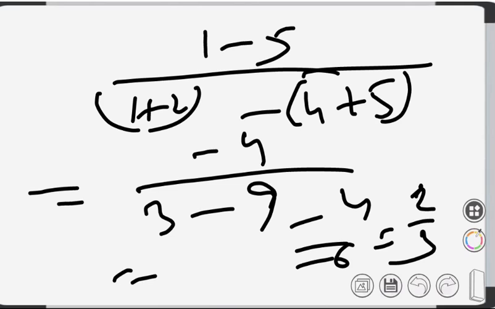You will get the answer. And I hope that you know addition, subtraction, multiplication, division, nothing else. We haven't done anything which requires other than multiplication, division, addition, and subtraction.